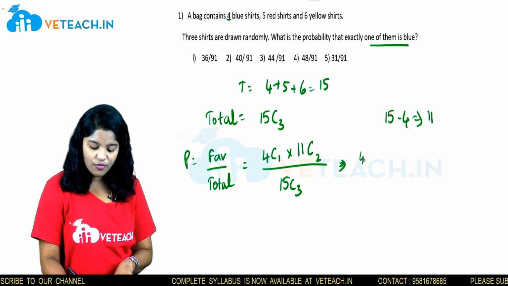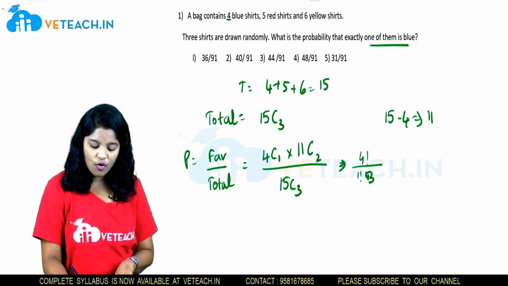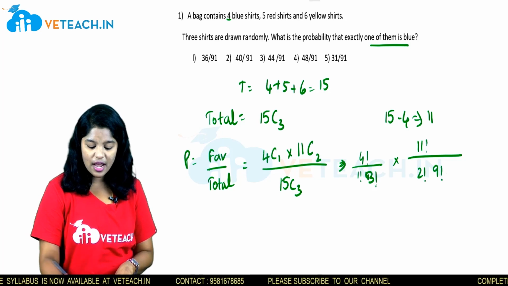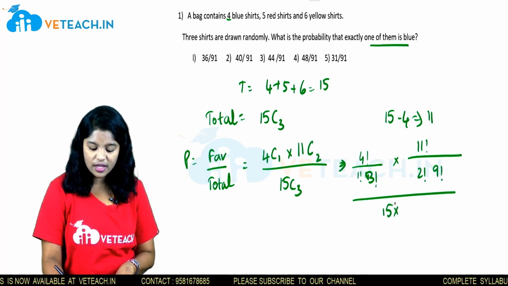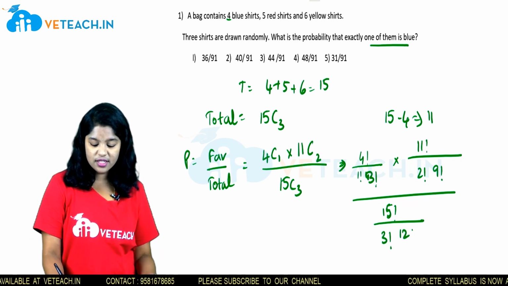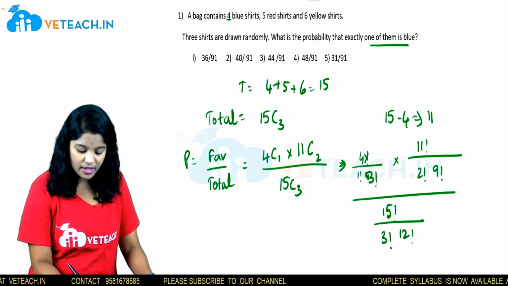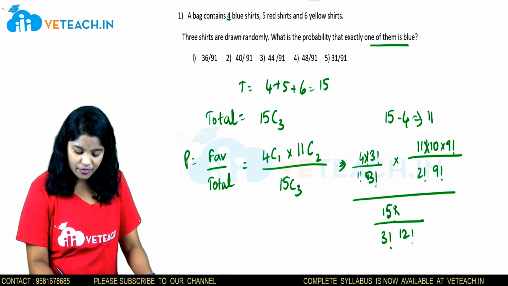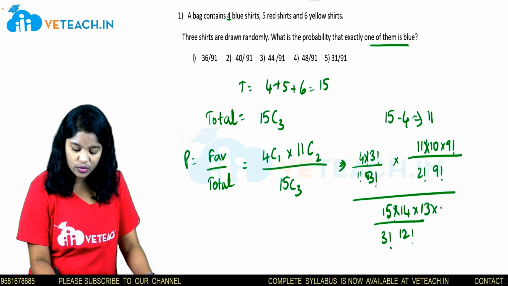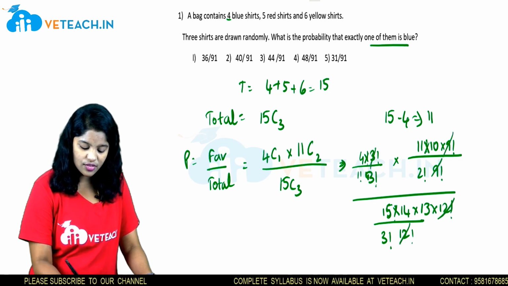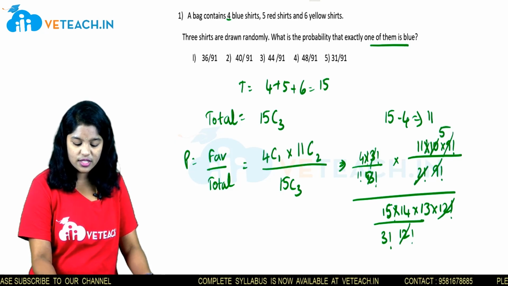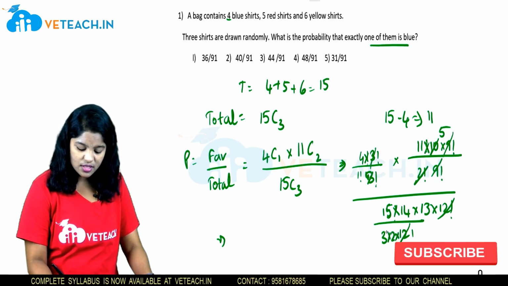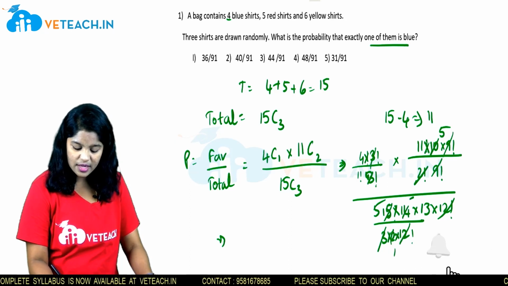That is equal to 4 factorial by 1 factorial into (4 minus 1) 3 factorial, into 11 factorial by 2 factorial into (11 minus 2) 9 factorial, divided by 15 factorial by 3 factorial into (15 minus 3) 12 factorial. Now I am writing it as 4 into 3 factorial, 11 into 10 into 9 factorial, 15 into 14 into 13 into 12 factorial. 12, 12, 9, 9, 3, 3 get cancelled. 2 factorial is 2, so it is 1 time. Here 3 factorial is nothing but 3 into 2 into 1. So this is 1 time, 5 times, 1 time, 7 times.